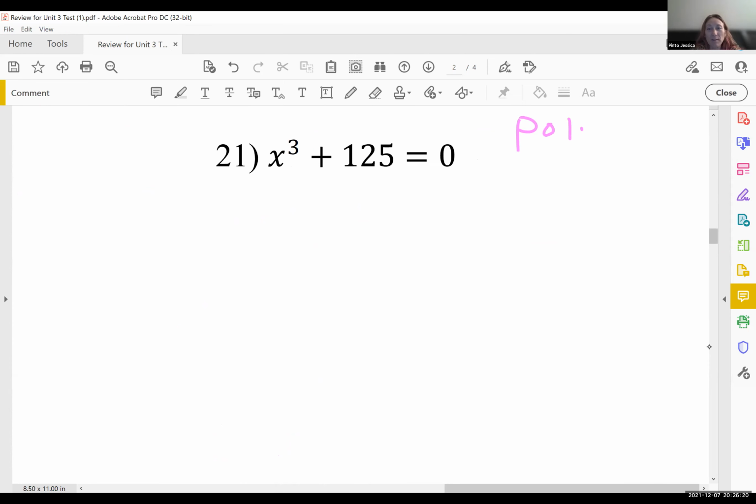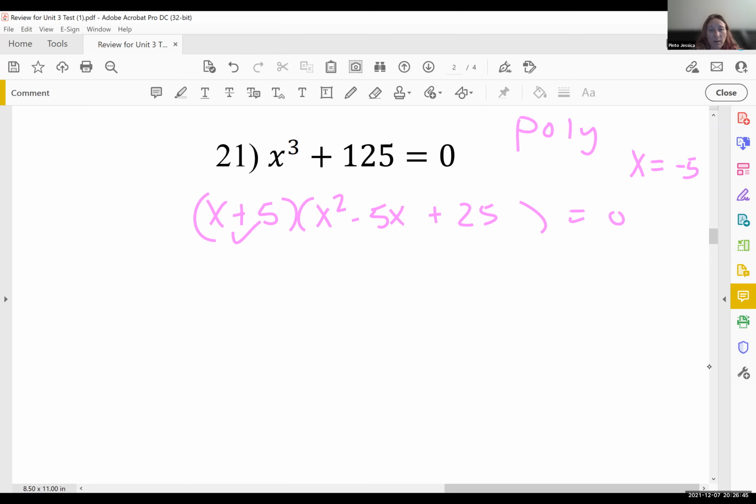This is a polynomial, and this is that special happy face factoring. So I take the cube root and I have x plus 5. And then I generate the trinomial as x squared minus 5x plus 25 equals 0. So my first answer here is that x is equal to -5. And then I'm going to get 2 more from the quadratic formula. So it'll be x is equal to 5 plus or minus the square root of 25 minus 4 times a times c, all divided by 2a.